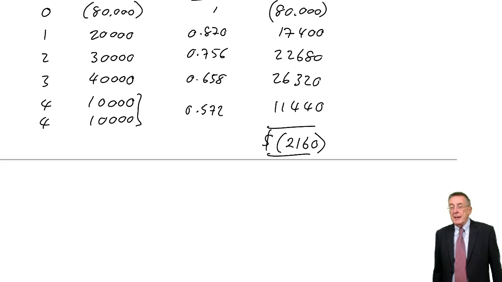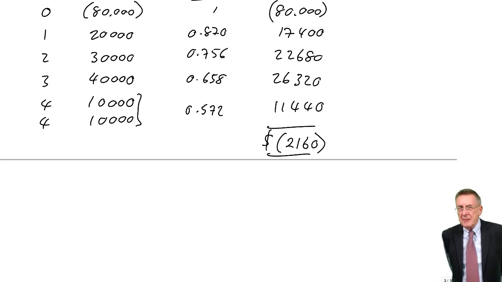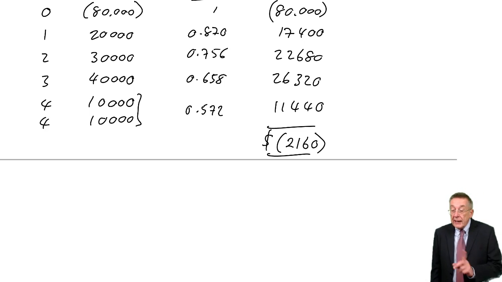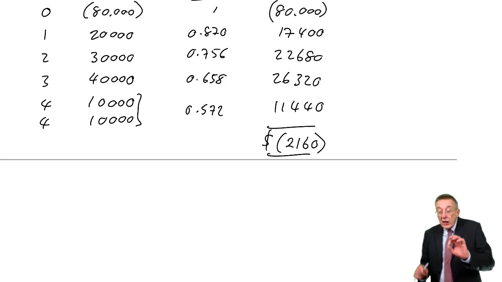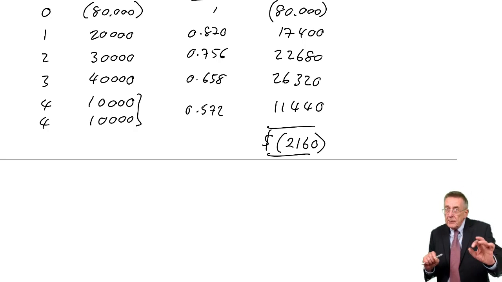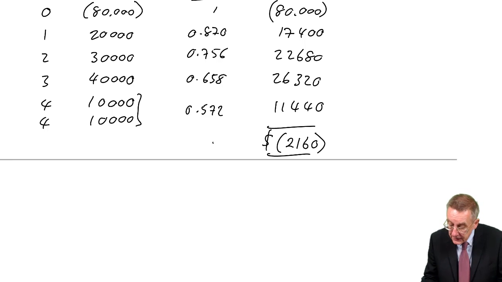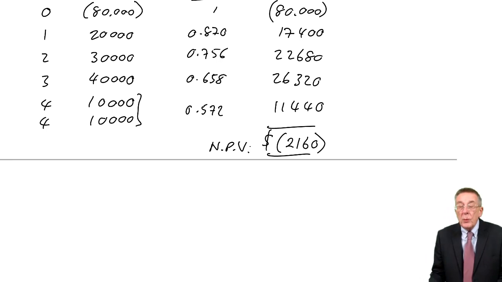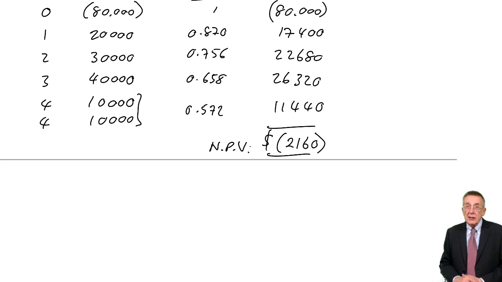So what we could do is keep guessing, and let's guess at 13%, let's guess at 12%, and so on. But you'll never be expected to in the exam. Having got those two values, the NPV at 10% and at 15%, we can then estimate the internal rate of return.